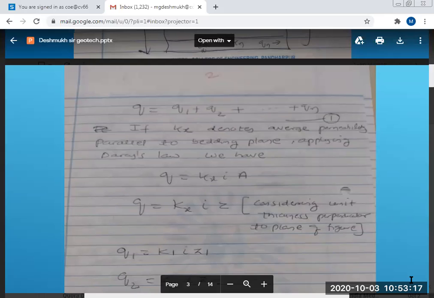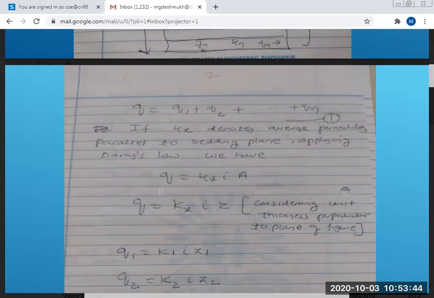Now you will ask, sir, why are we taking Z in place of A? Because area is equal to length into height or length into breadth. Here one common unit thickness we are taking, breadth as 1, so the length is automatically whatever the height is. So Q is equal to KXIZ. Got it till here? Now this is for the entire bed.